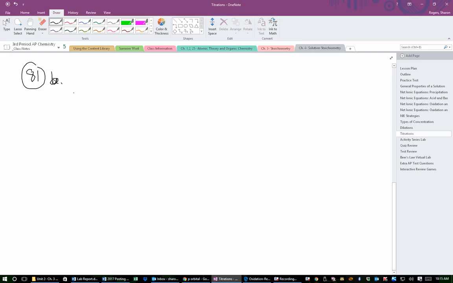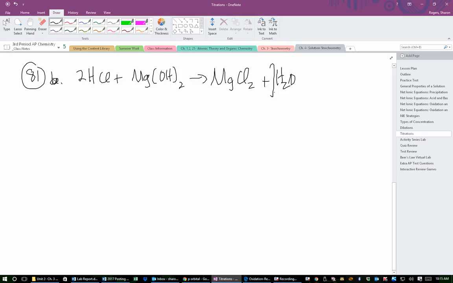81B. I've got 2 HCl plus MgOH2 yields salt MgCl2 plus water. Now, I know in the problem, if you were to read the problem, it tells me I start off with 2.87 grams of base. Now, by the way, this is the acid and this is the base. Y'all should know that. And there's one other piece of information I know. There's 0.128 molarity of acid. So I'm looking for liters of acid. So molarity of acid equals moles of acid divided by liters of acid. They all have to be the same substance, okay?